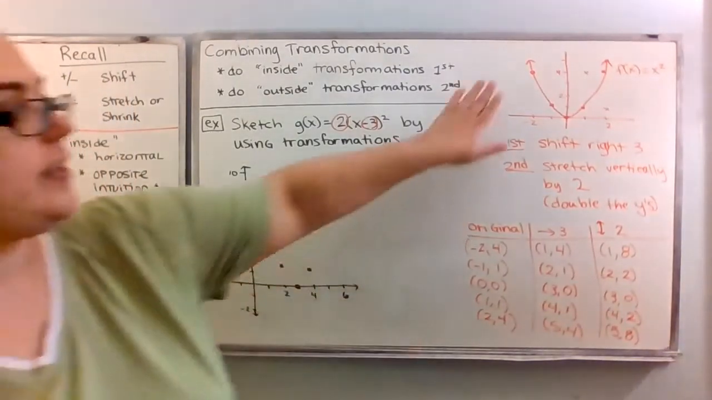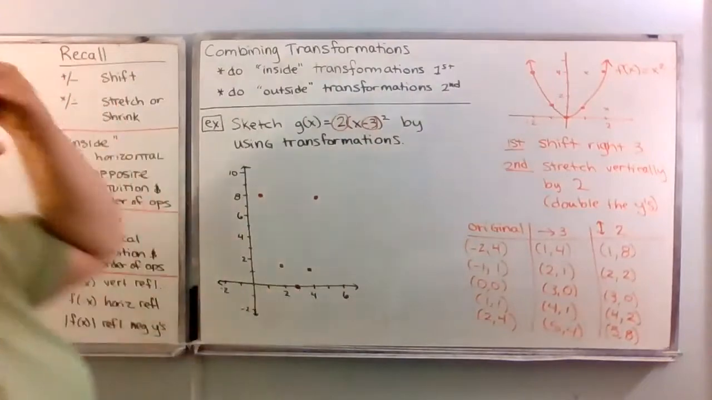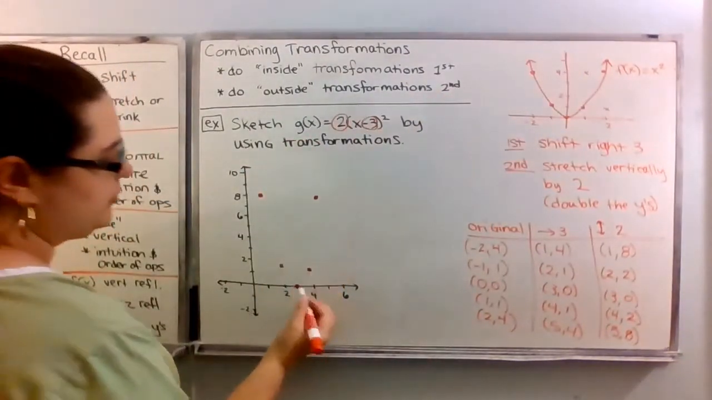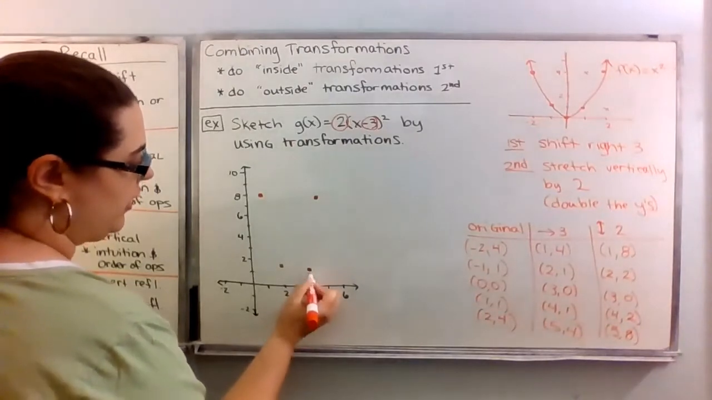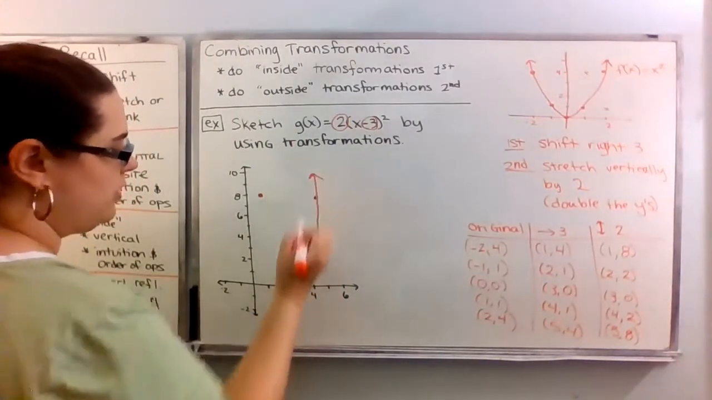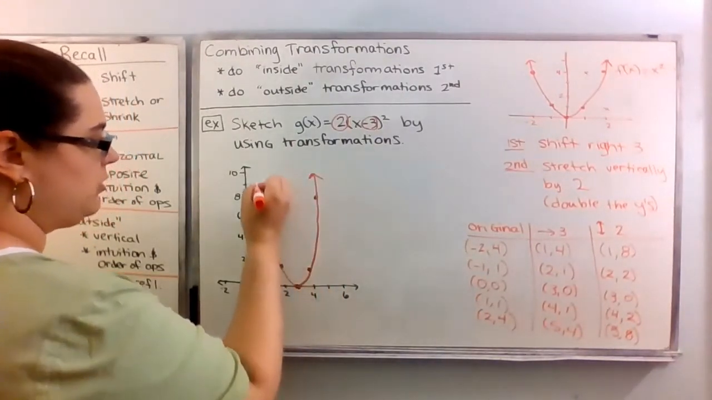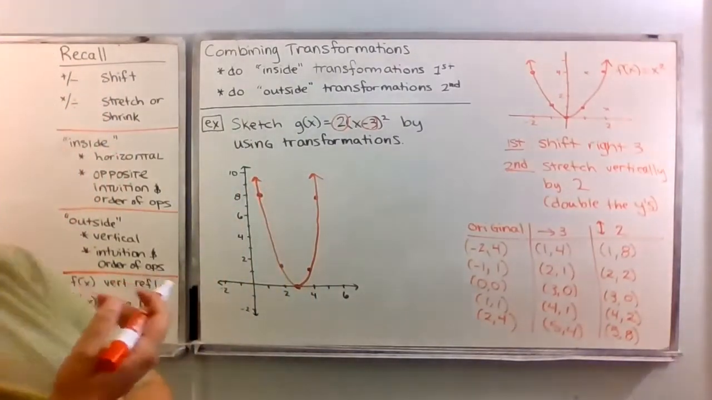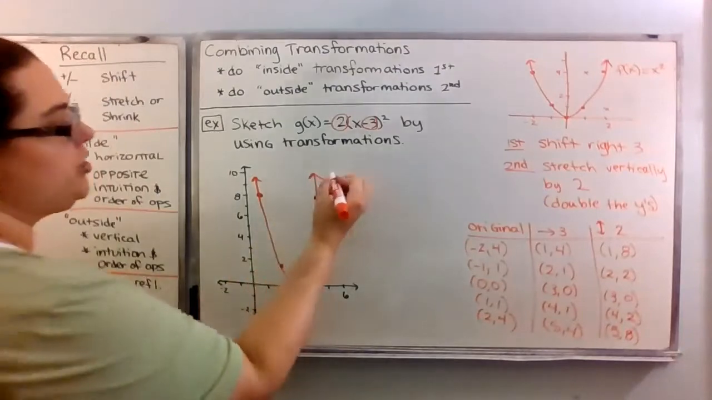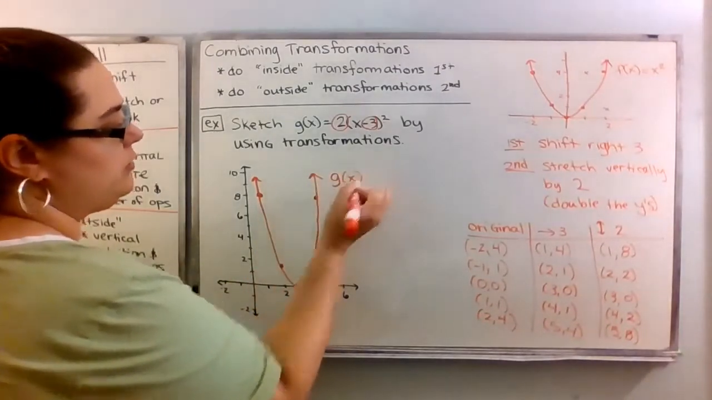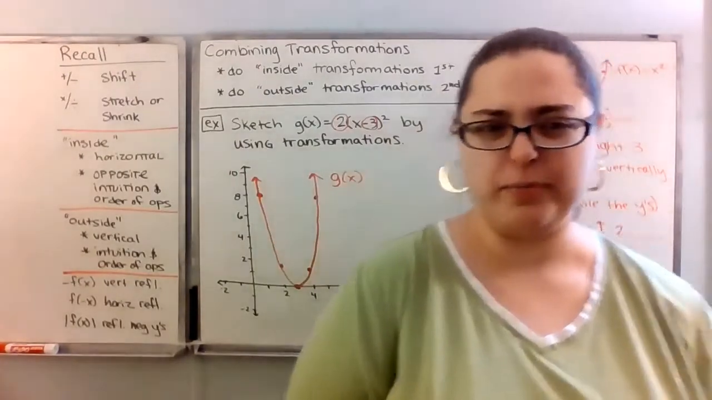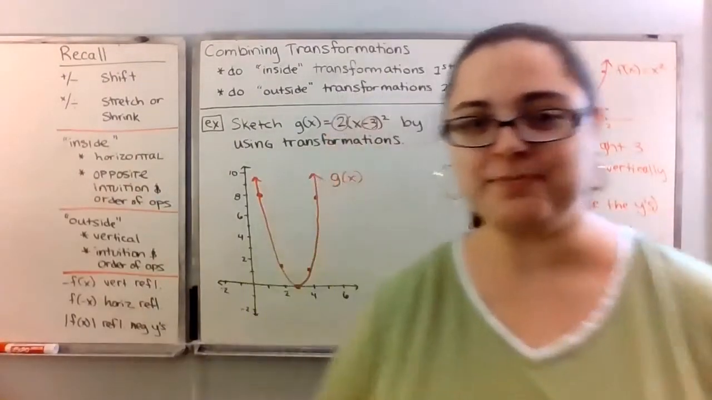Now I'm going to connect them in the parabola form. And because it goes on forever, domain is all real numbers, I need to make sure to include my arrows at the end there. And there we go. So this is going to be g of x. That's a little offside my parabola, but we get the idea.